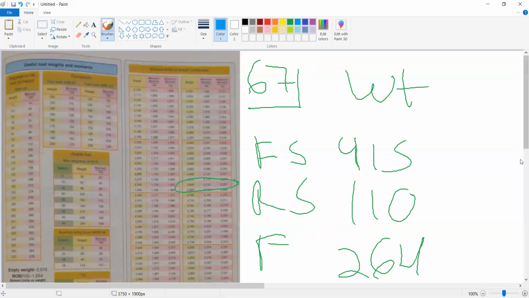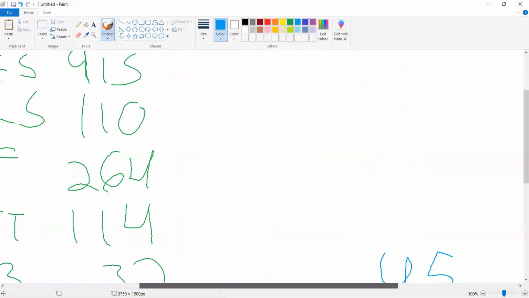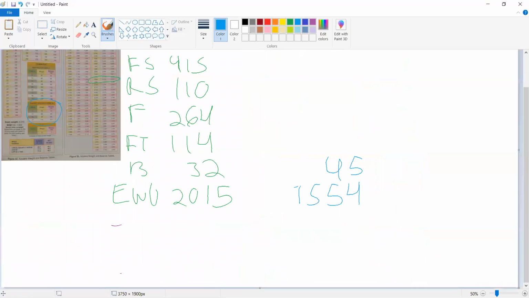So when it comes to finding the fuel for the tank, you need to use this chart. 114 is given. It's 107. So bear that in mind. That will be 107. Now for the regular fuel, we can use the usable fuel part. That's 264. 264 is given, that's 198.